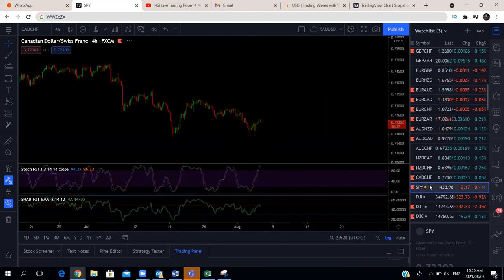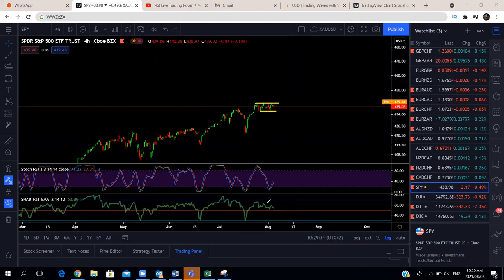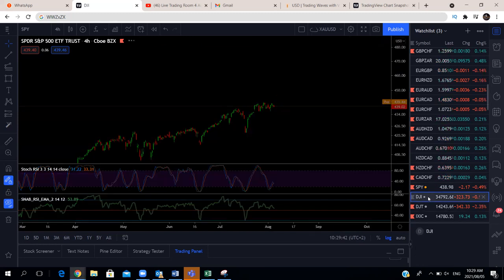Right, let's go to the indices. So we have been here in this corrective structure yesterday. We did not break out. We are still above 50. We are still resetting. Even if we do get one move to the downside, we are still expecting this to continue up higher. The Dow, let me look at them on the 1 hour.